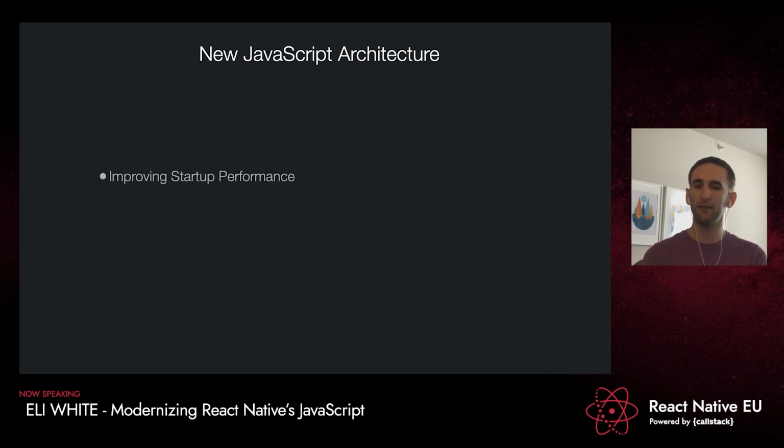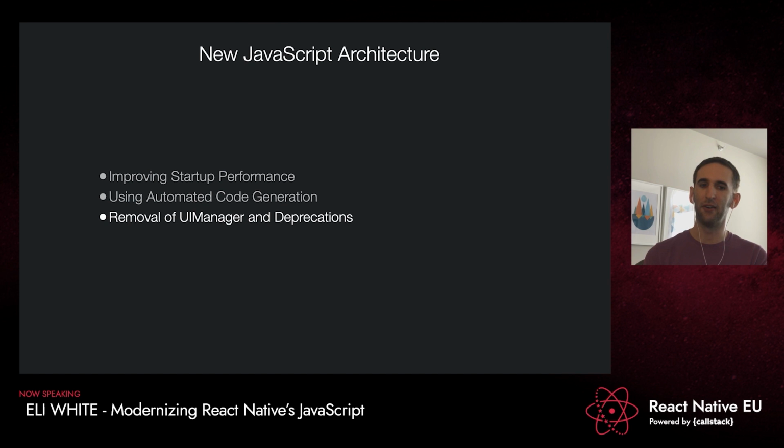So we're talking about the new JavaScript architecture today. We've talked about the improvement to startup performance with view configs. We've talked about how we're using code generation. Now I want to talk about what we're doing for removals of old features and some of the things that we're deprecating. This isn't everything that we're deprecating, but the goal here is to give you a sense of the things that are important to us and how we're thinking about the changes that we're making. Of course, as we get closer, we'll have documentation for all of this. There'll be guides, there'll be everything.